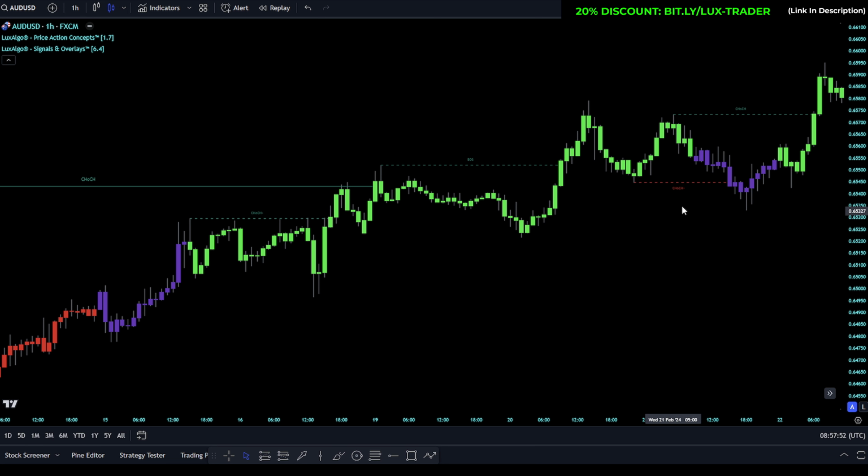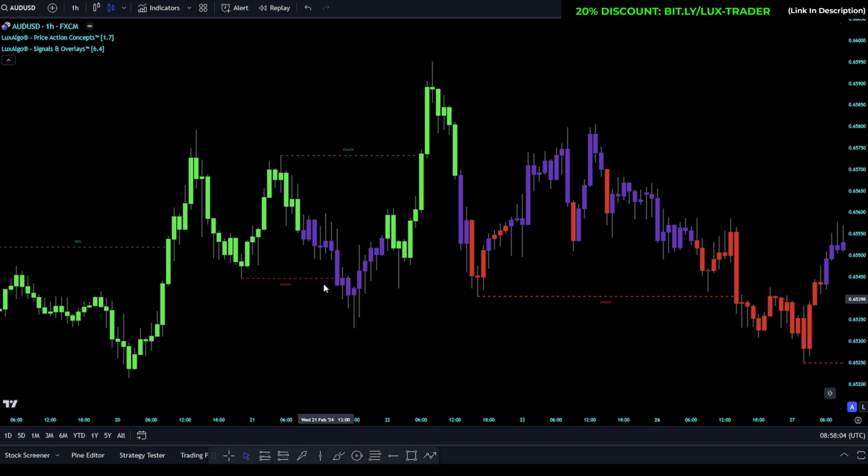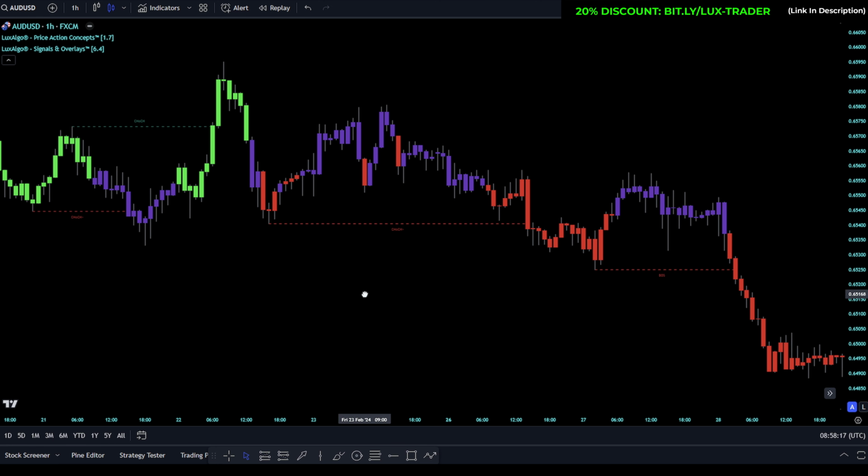Next, let's discuss CHoCH, another key element you'll encounter on your chart. CHoCH stands for change of character, indicating a shift in the market's direction, whether from bullish to bearish or vice versa. When you come across a CHoCH, it's signaling that the market's trend is altering. For instance, if you see a CHoCH plus, though we'll focus on the CHoCH part for now, it means the market was previously in an uptrend and is now shifting its character to enter a downtrend. Essentially, it serves as a type of reversal signal, highlighting a significant change in market behavior.